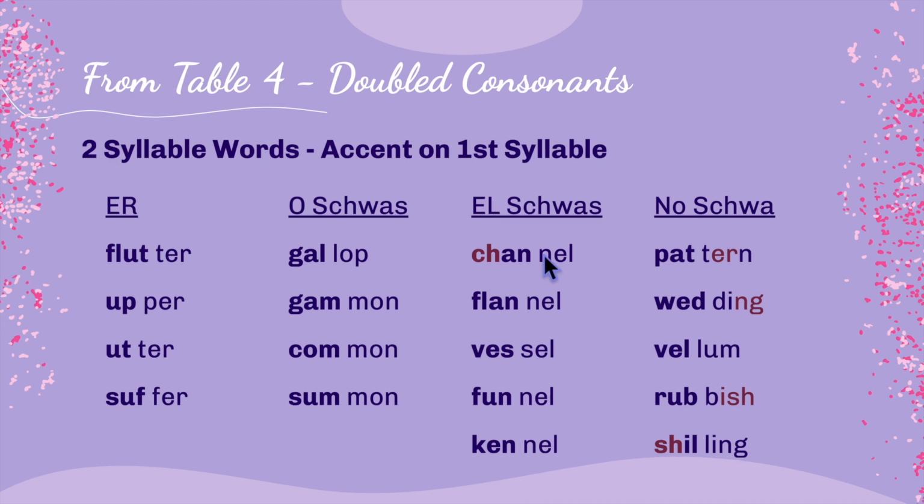In these words, our EL at the end is going to schwa. Remember that CH says ch most of the time. So we have channel. So it's not channel with a clear, short E sound. It's channel, flannel, vessel, funnel, kennel. In these words right here, we don't have a schwa. We have the normal ER sound here. Pattern, wedding, NG says ng, vellum, SH says sh, rubbish, shilling.